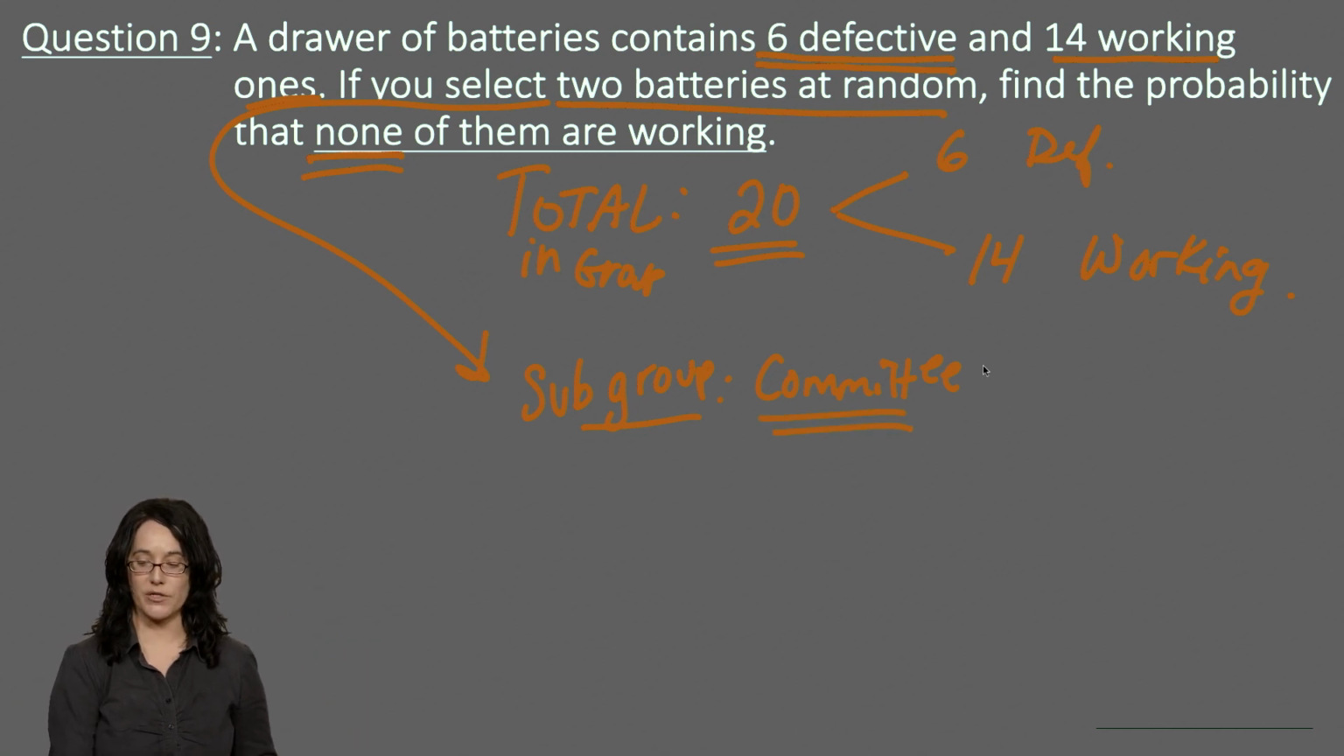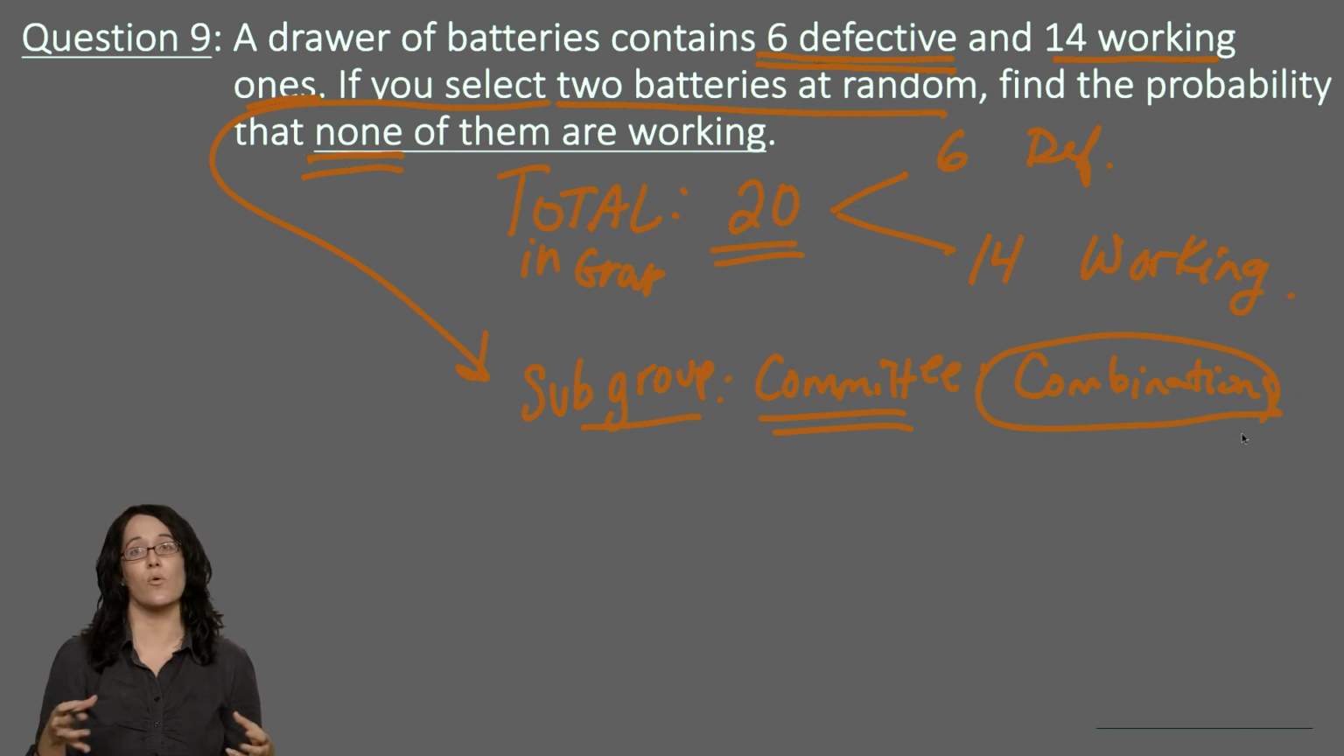Subgroups, when we talk about committees, are combinations. The reason they're combinations and not permutations is because the order in which I draw them does not matter, right? If you're going to be on a committee, you're either on it or you're not. That's all you care about. Am I on the committee or am I not?